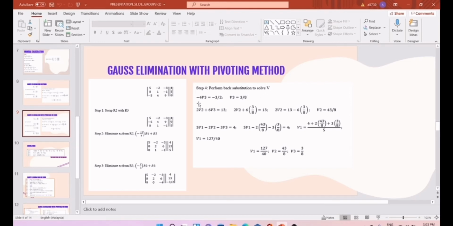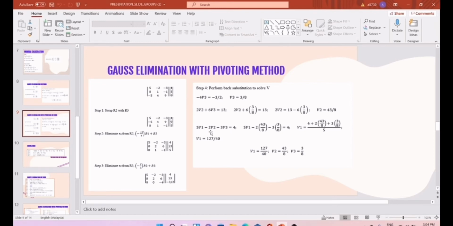Negative 4V3 equal to negative 3 over 2. V3 equal to 3 over 8. 2V2 plus 6V3 equal to 13. 2V2 plus 6 times 3 over 8 equal to 13. 2V2 equal to 13 minus 6 times 3 over 8. V2 equal to 43 over 8.